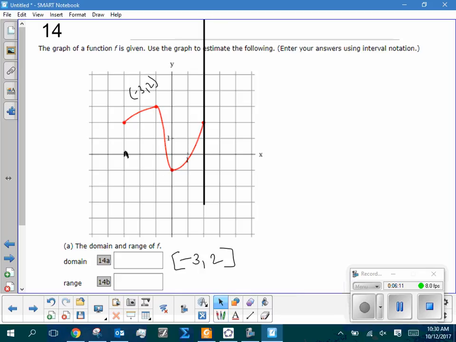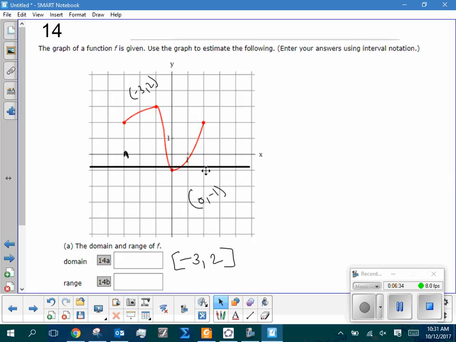Okay. Now I like to do the exact same thing when I do range, but instead of a vertical line, we're going to use a horizontal line. So now I'm looking at the y values. Okay. So when I go through here, that's going to be the first point that my line intersects, and the ordered pair obviously is 0 and negative 1, but the y value is negative 1. So the first y value I come across is negative 1.